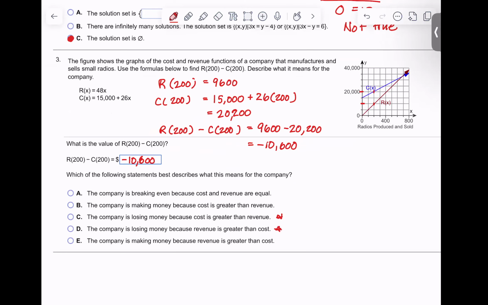The company is losing money because cost is greater than revenue. That is correct. From the graph, you can see that the cost function is higher than the revenue function. So we're losing money because cost is more than revenue.